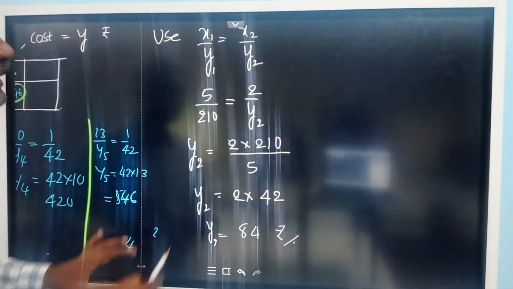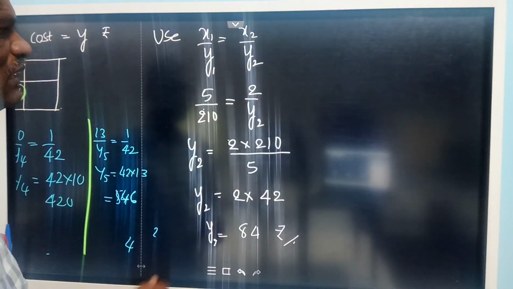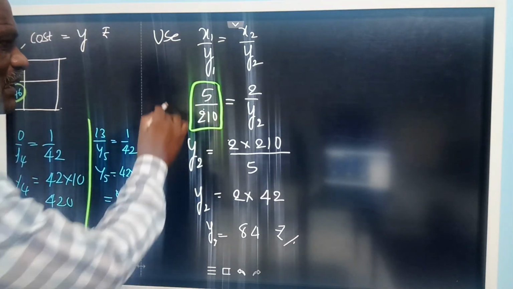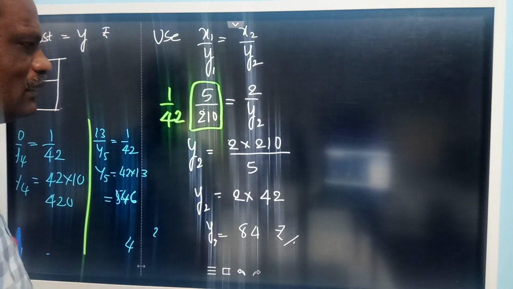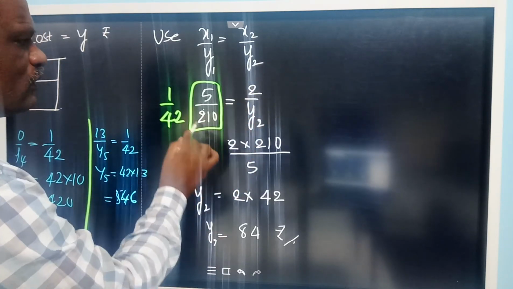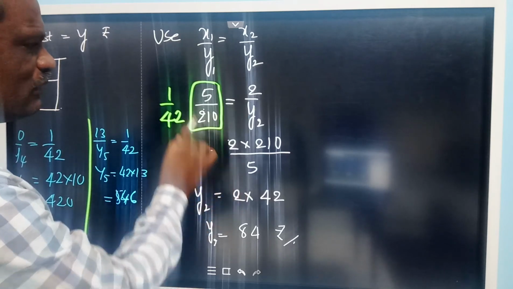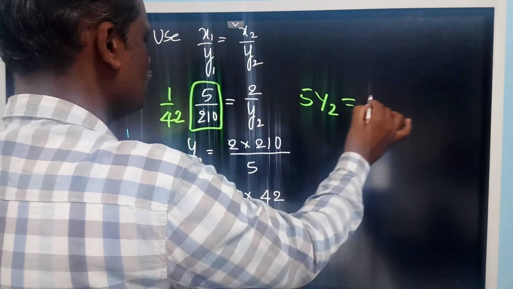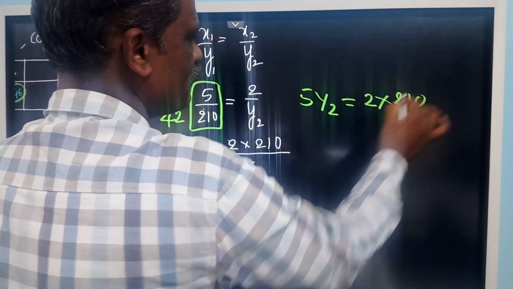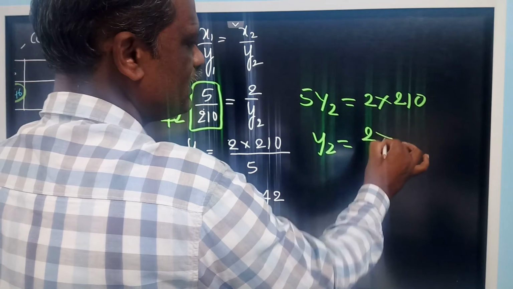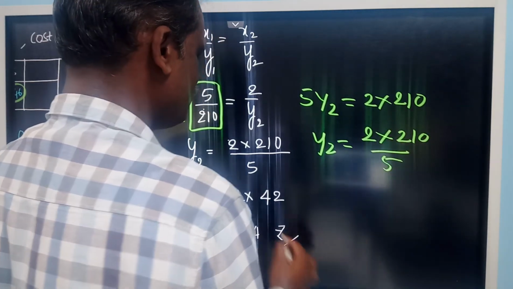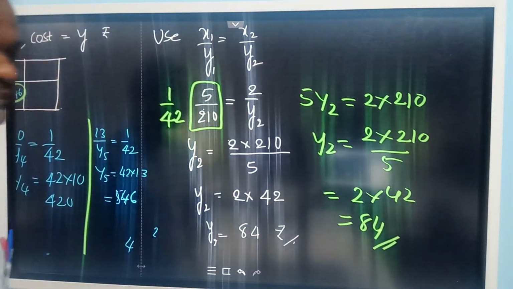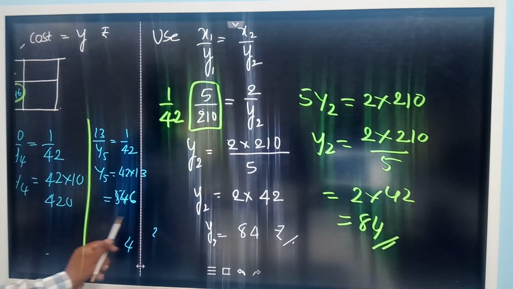So this is how you can do it. x1 by y1 and x2 by y2 are always equal. For x1, y1 we take 5 by 210, which is nothing but 1 by 42. Cross multiply: 5 into y2 is equal to 2 into 210. So y2 is equal to 2 into 210 by 5. If you divide, it is 2 into 42, which is 84. Same thing that I did, the same way you can complete all the questions.